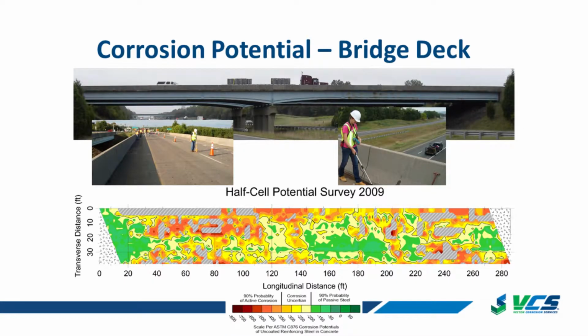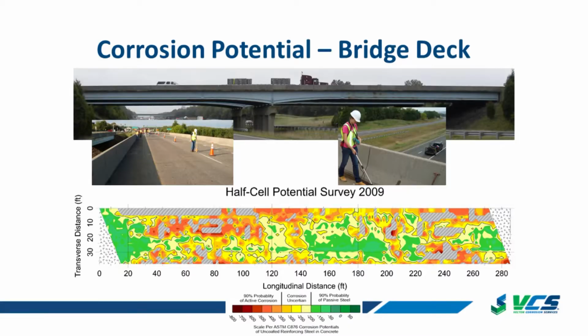My first example with corrosion potential is a bridge deck in Virginia that I did. Just some background, this bridge deck was actually very far along in the deterioration mechanism, so it was replaced just because it was so deteriorated. But here we're doing corrosion potential measurements on a grid on the deck, and you can see the hotter areas are areas indicating a high probability of active corrosion. The green areas are passive. And so there's quite a lot of area on this structure.